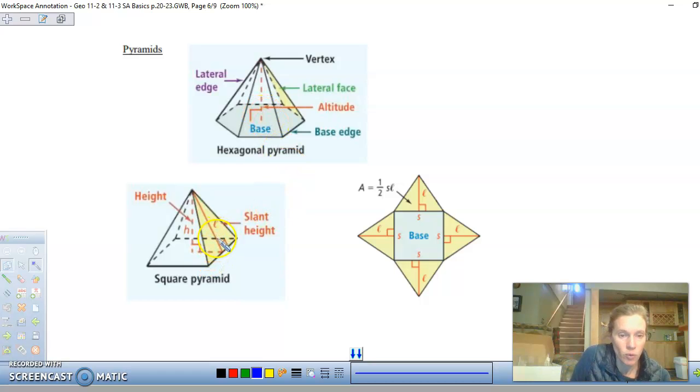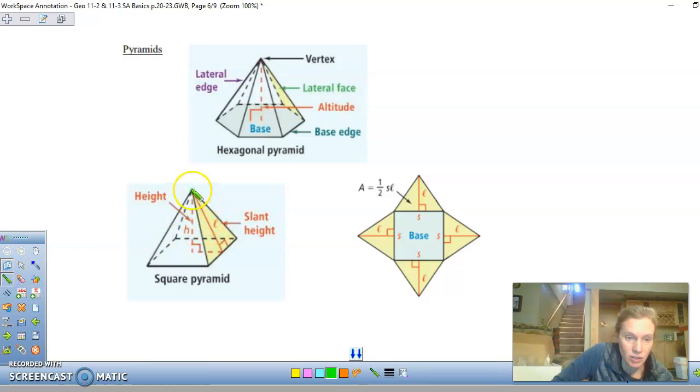Okay, like I said before, slant height, well, actually I did slant height of a cone. There is a slant height for a pyramid as well. So the slant height is actually here in the middle of the triangle.